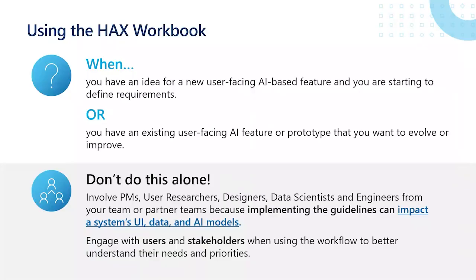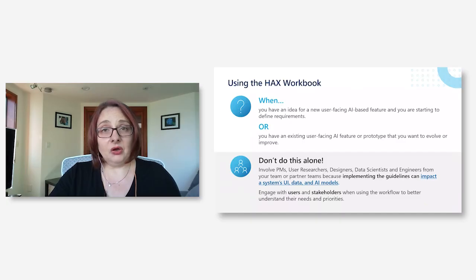We also want to clarify and insist that people don't do this alone. This is a team exercise, and it's really important to involve people and collaborators from different disciplines, because implementing the guidelines can impact a system's not only UI, but also data and AI models. We also encourage teams who use this workbook to engage with users and stakeholders through user research when using this workflow to better understand their needs, their priorities, and how they might be affected by applying or not applying some guidelines.